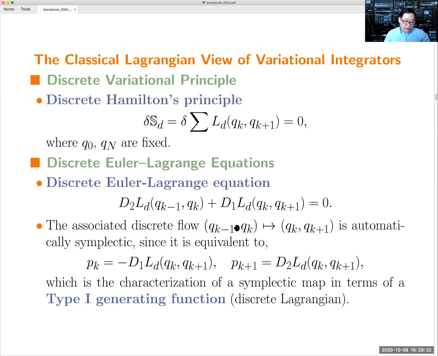You can interpret this as a momentum matching condition by introducing what we call the discrete Legendre transforms. So there's a momentum term which can be expressed in terms of, again, these partial derivatives of the discrete Lagrangian. And you can check that this is equivalent to this. This particular description is nothing more than a characterization of a symplectic map in terms of a type 1 generating function, which is this discrete Lagrangian. So you should think of the discrete Lagrangian as a type 1 generating function of a symplectic map. And of course, that is consistent with it being related to Jacobi's solution of the Hamilton-Jacobi equation.